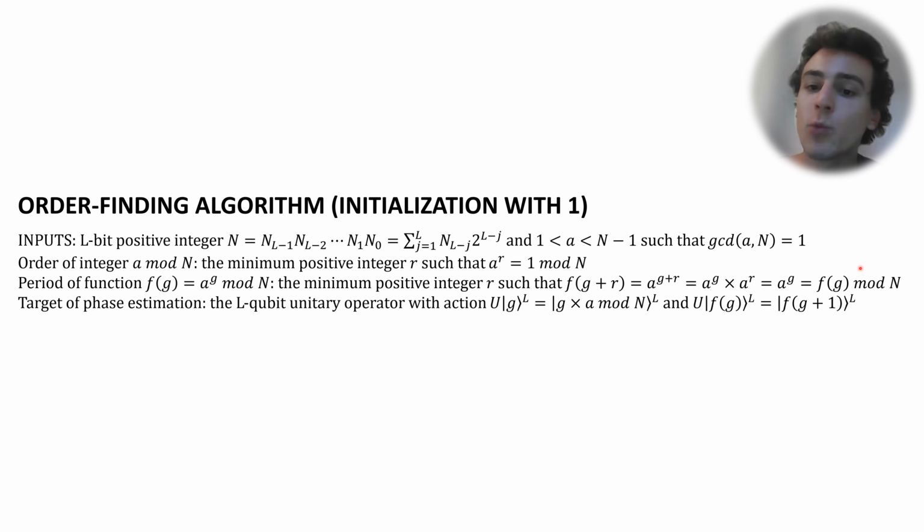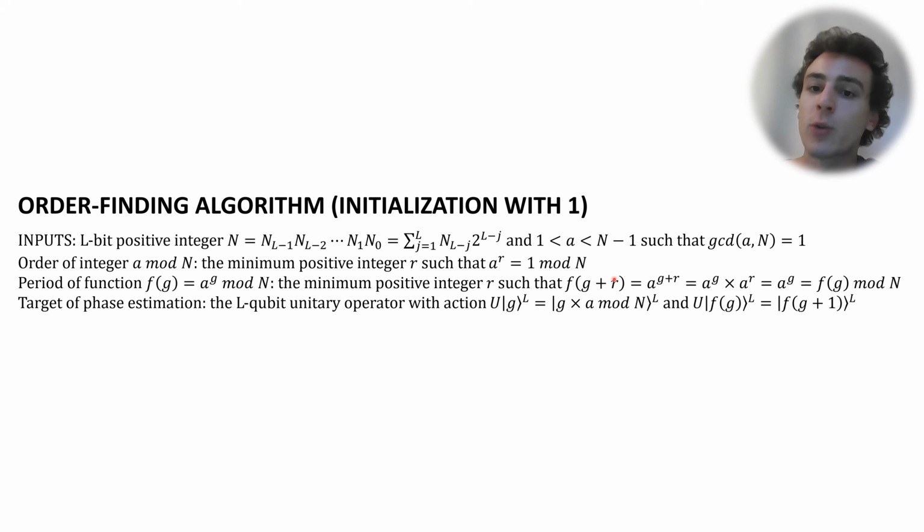And keep in mind, we're working with mod n. So this entire equation over here is mod n. We're dealing with modular arithmetic. So this is why this value of r is going to act as both the order and as the period of a periodic function. So just keep that in mind when we're dealing with this order finding algorithm.